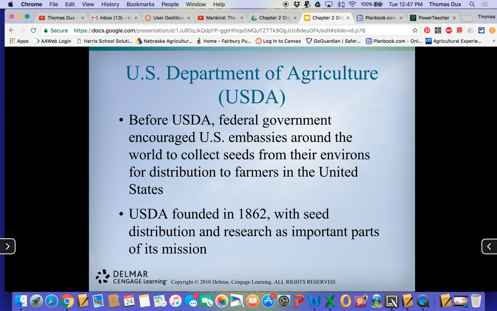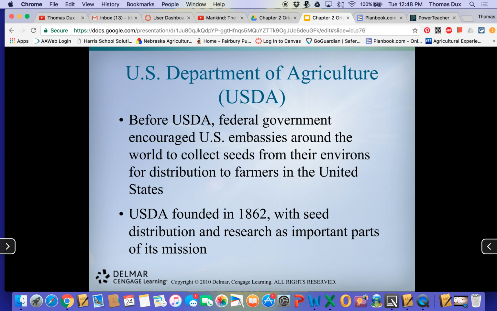All right, now we'll get into a little bit of the USDA like we talked about. Abe Lincoln, it was his administration that created the USDA. One of the biggest things it says in the book here, one of their achievements right away, was they encouraged U.S. embassies. Across all these countries, there is an embassy that is supposed to help with the foreign relations of the United States with that country.